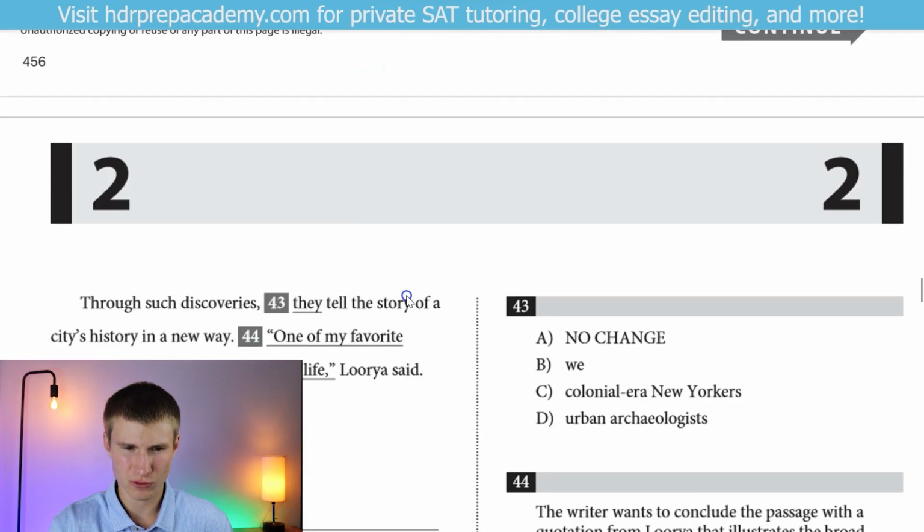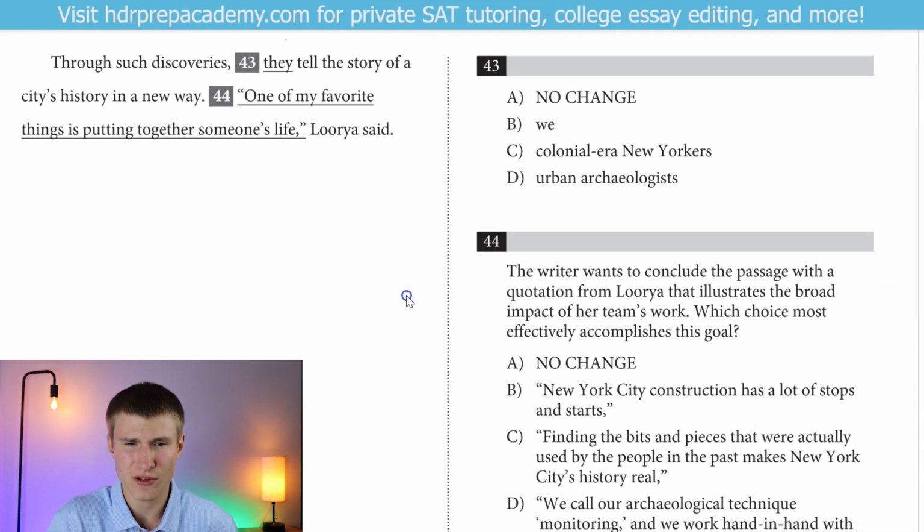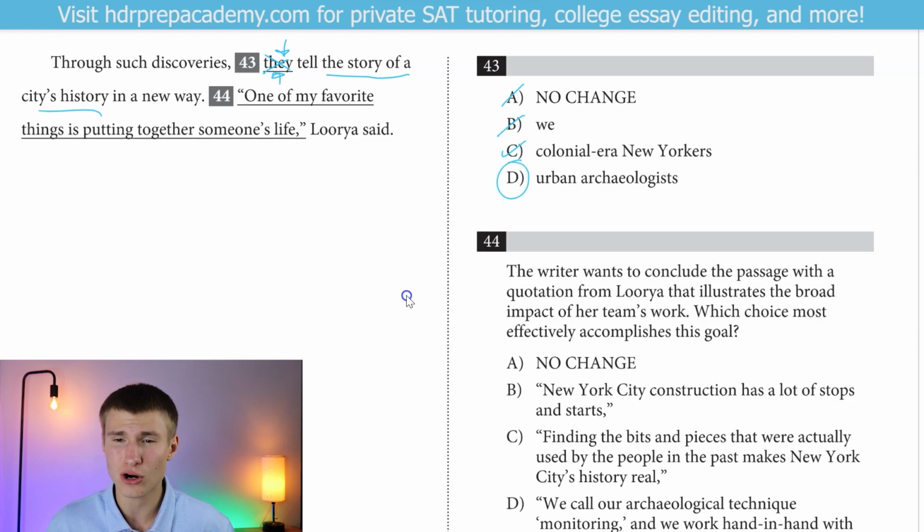All right, moving on, we've got questions 43 and 44. Through such discoveries, we're going to have someone here. It's unclear who they is referring to, especially since it's the start of a new paragraph, so we can get rid of that. Unclear who we is referring to. We know that it's not colonial-era New Yorkers here, right? Because if we read on, we see tell the story of a city's history. Who's doing that? Urban archaeologists are, in a new way. And then we have 44.